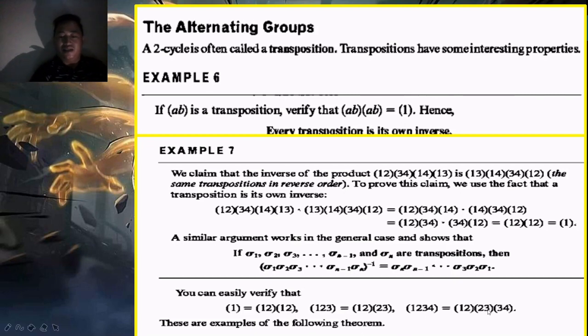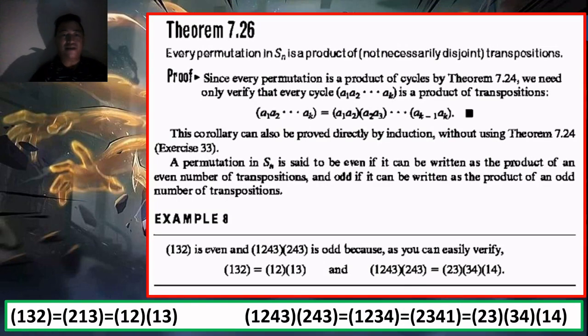Okay. 3 goes to 4. There is no 4 after this, so 4 goes to itself. So we stop at 4. Next, 4 goes to 1. Okay, so next we have the following.